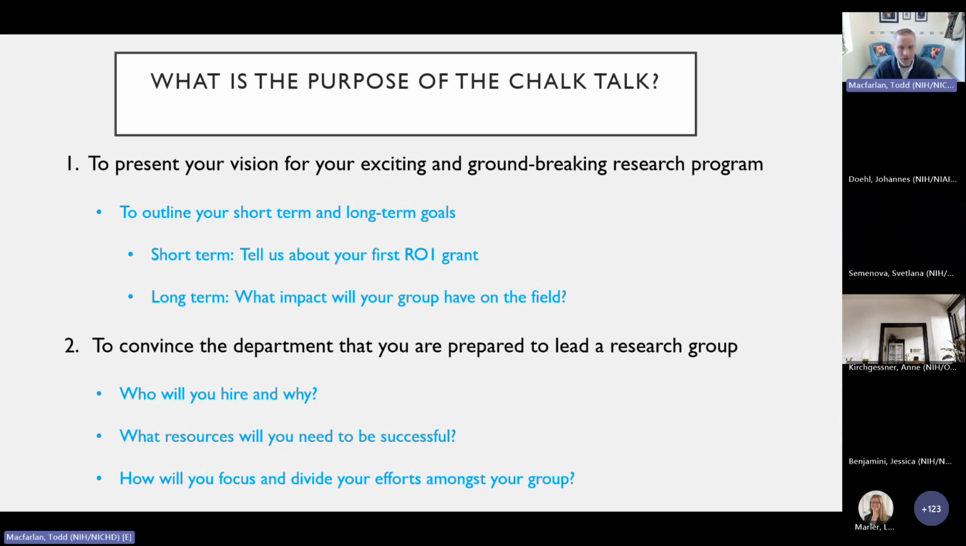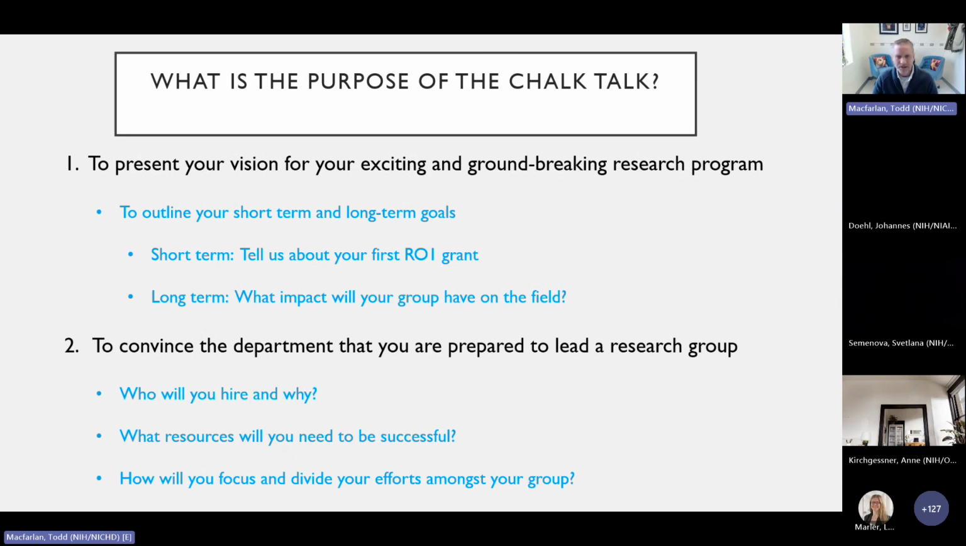For the first one, what you're really going to be doing in the Chalk Talk is outlining your short-term and your long-term goals. So in the short term, you're going to be basically describing the major aims in your first R01 style grant. Now, normally when you've applied for a faculty position, you've already written up a proposal that probably looks like an R01 grant. And I'm sure Laura and the OITE has offered some suggestions about how you're going to do grant writing. So I'm not going to go into all the details about R01 grant writing, but most of you should be familiar with this.